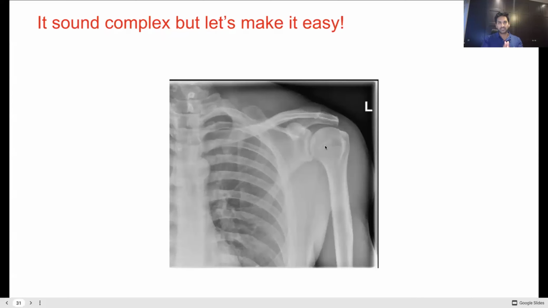So first off, what we're looking at here is an X-ray of the shoulder, and this is the left shoulder, right? So you can see the letter L there. So you kind of know where you are on this particular shoulder X-ray.